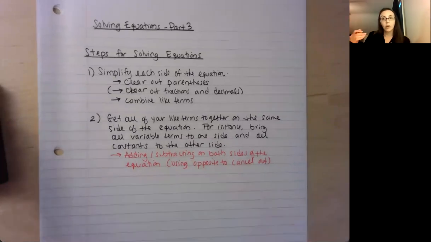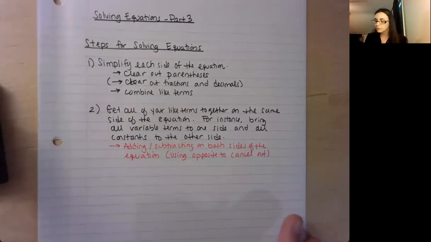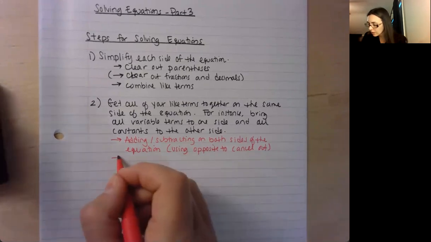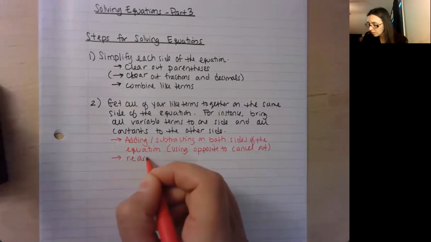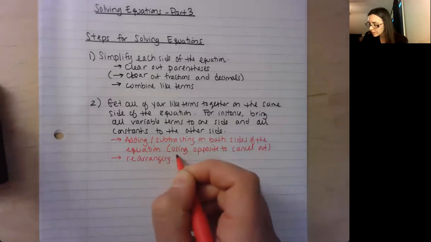So if it's like a +4, you're going to use a -4 on both sides, right? So this is the point where you're moving things around. You're rearranging, okay? So sort of rearranging the terms.